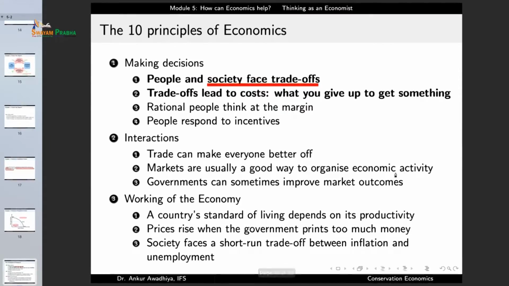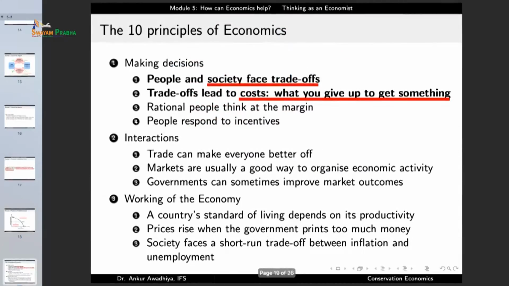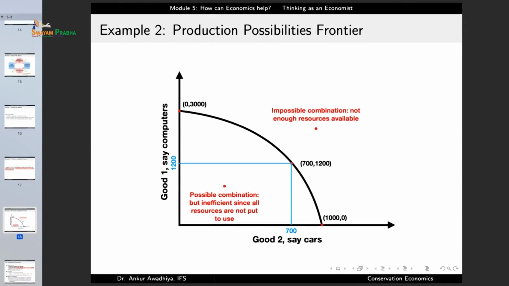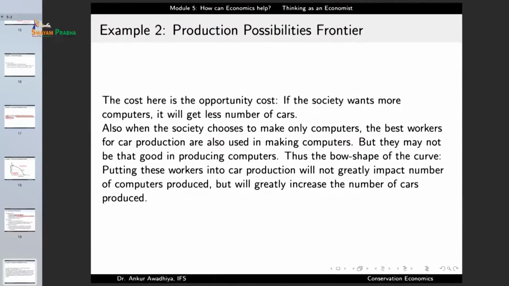The second thing is that trade-offs are leading to cost, and cost is what you give up to get something. So in this case, you are giving up 3000 computers to make 1000 cars. So the cost of 1000 cars is 3000 computers, or the cost of 3000 computers is 1000 cars. So this is cost. So this model is helping us understand concepts such as trade-offs and concepts such as cost. The cost in this case is the opportunity cost. If the society wants more computers, it will get less number of cars.